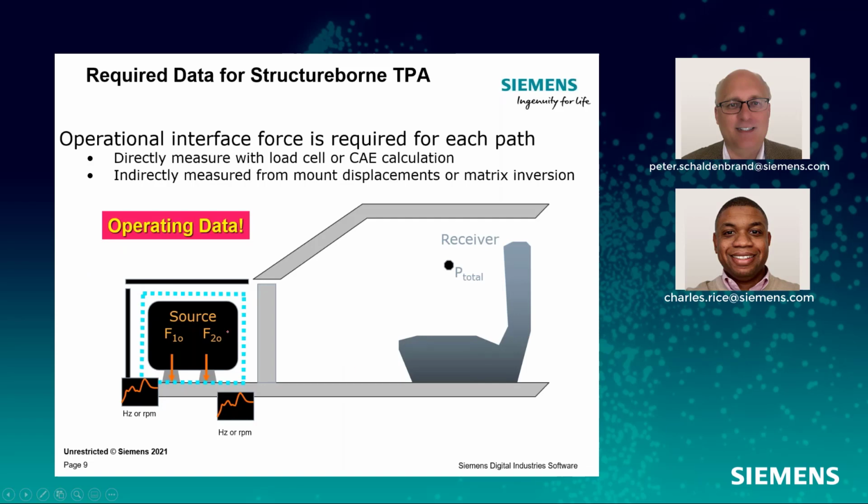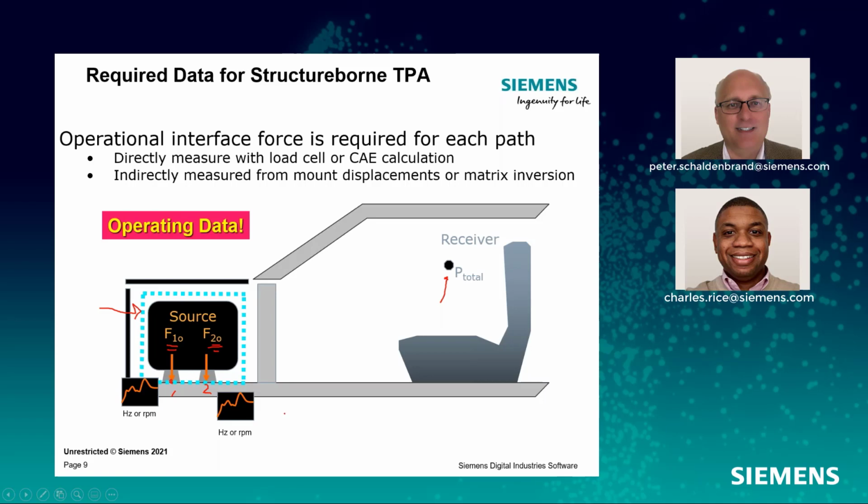So let's make a real simple example where we have a source again, pump, could be an engine, could be an electric motor. That source is attached to our structure. Here's the receiver location. And we need to know the forces that are coming out here. And we might be interested in knowing which attachment location is most responsible for what we're hearing over here. So we have the force during operation at attachment location number 1, and we have the force during operation at attachment location number 2. And we want to know which path is contributing the most.